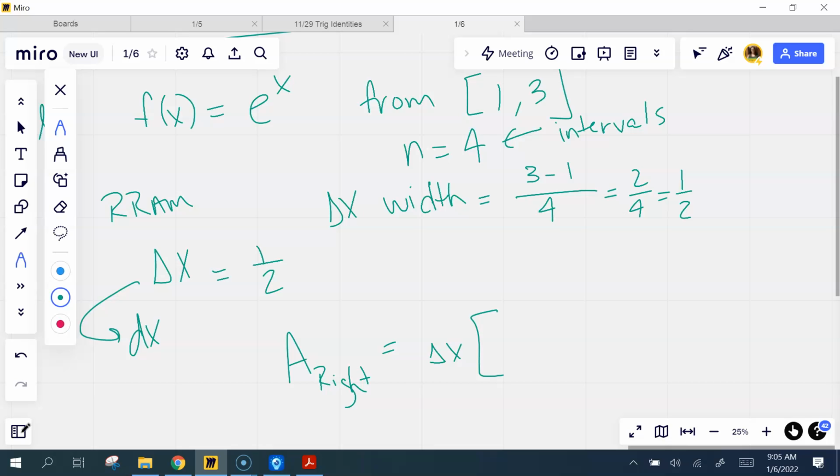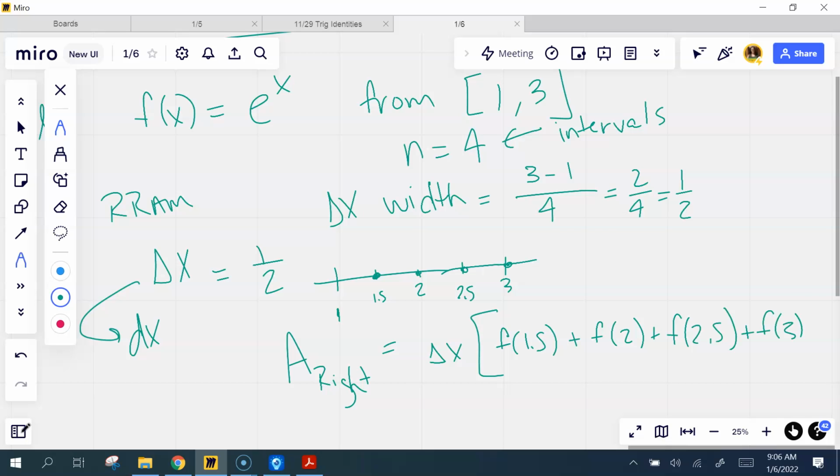I'm doing from the right, and each one's a half, so let's think about it. From 1 to 3, if this is 1, and I'm going by a half, so there's 1.5, 2, 2.5, 3. It helps me sometimes to draw it out like that so I see. So if I'm going from the right, here, here, here, and here. So it's going to be F of 1.5 plus F of 2 plus F of 2.5 plus F of 3. You agree with that?